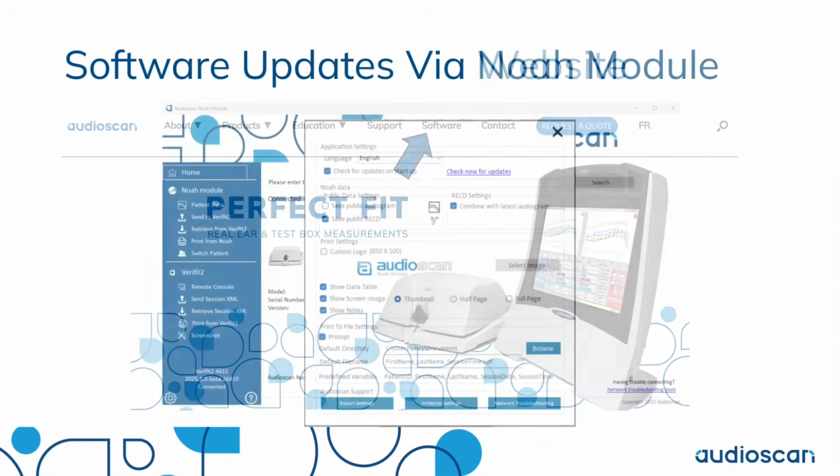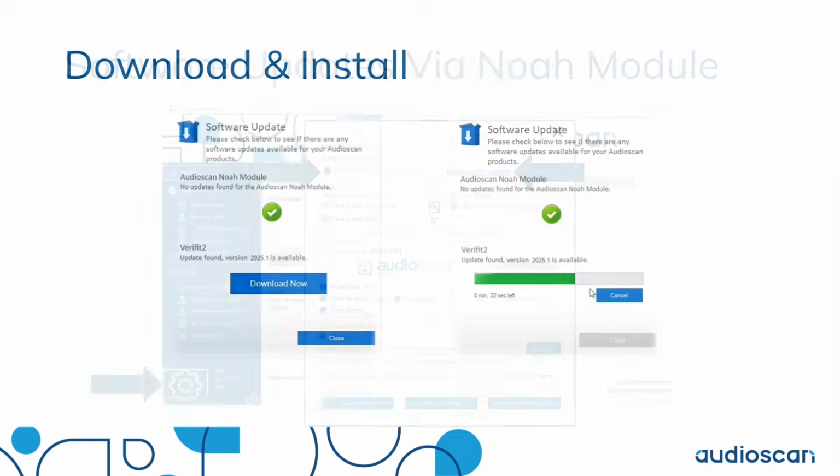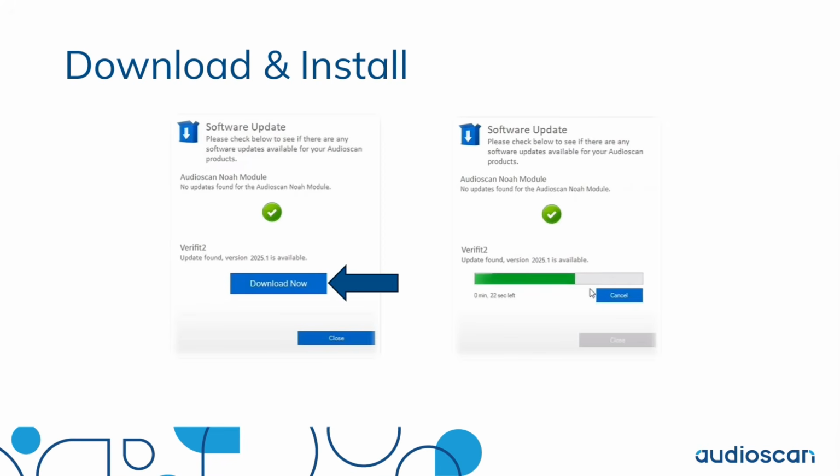However, for most clinics, the best software update method is using the Audioscan NOAA module. If Check for Updates on Startup is checked, then the module will notify you when new Audioscan software is available. You can also manually check by going to Settings and clicking Check Now for updates. If new software is found, select Download Now to download the latest software. Then click Install to initiate the installation on the Verifit2 or Axiom.